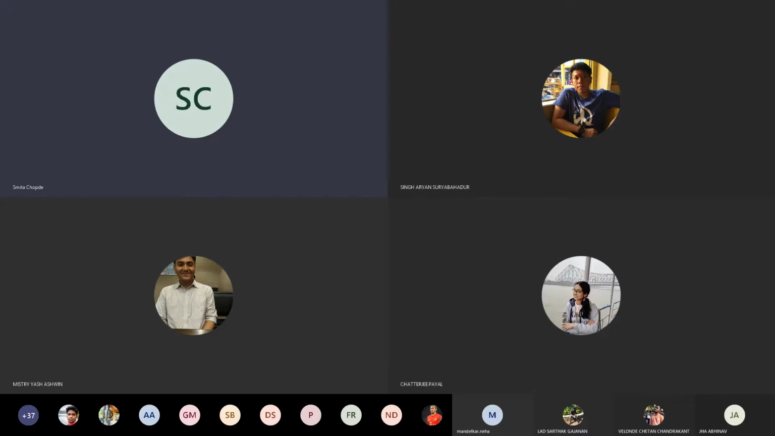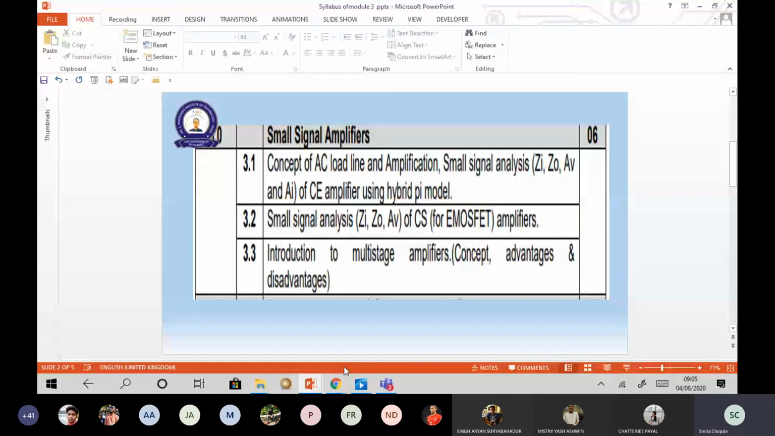So small signal amplifier is the title of Module 3. The first concept is 3.1, which I will be referring to as 3.1, 3.2 and 3.3. These are the sub-contents of Module 3. In 3.1 you will be learning about AC load line amplification. Then what are small signals and why do we need the analysis of the small signal?